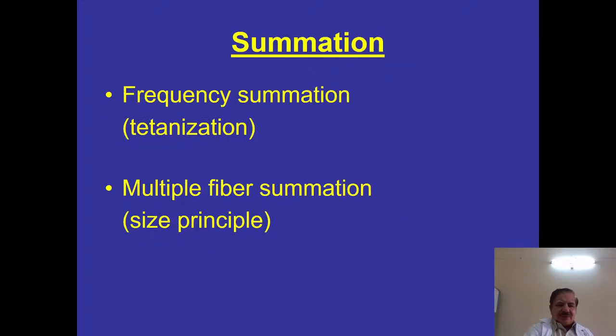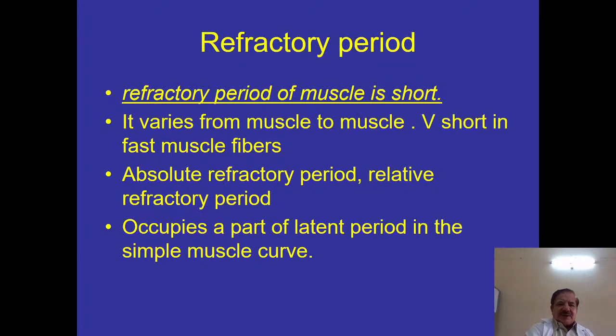Refractory period, as I have told you. Refractory period of the muscle is short. It varies from muscle to muscle, that is fast muscles and slow muscles. Very short in fast muscles. The absolute refractory period and relative refractory period, what I have told you, occupies a part of the latent period in the simple muscle curve. I have shown you the first part is the absolute refractory period in the latent period and the second part is the relative refractory period.